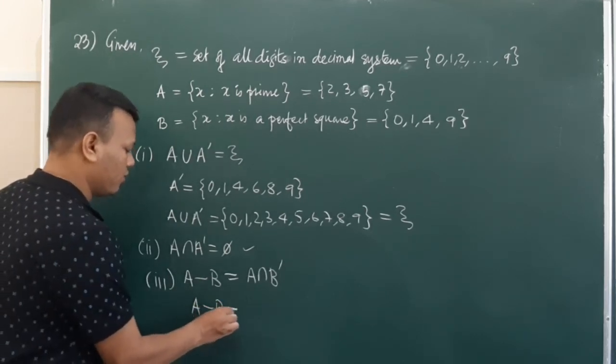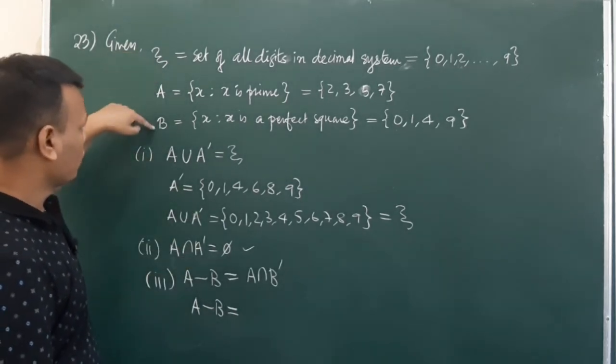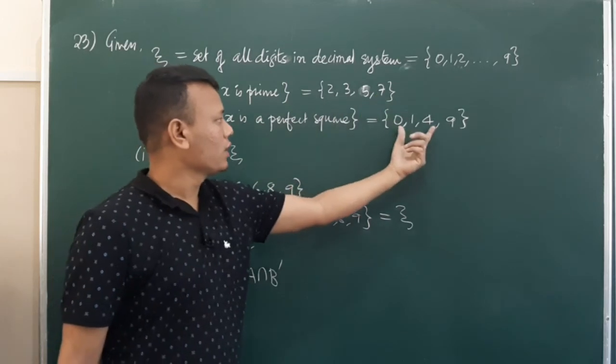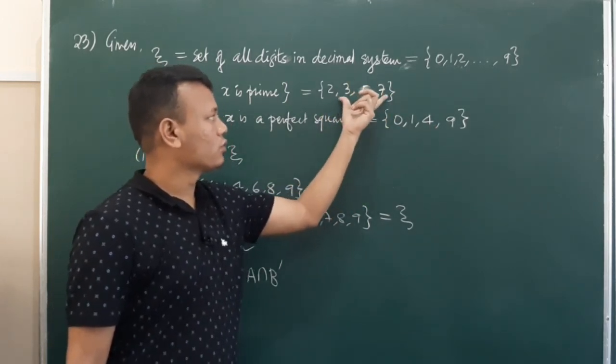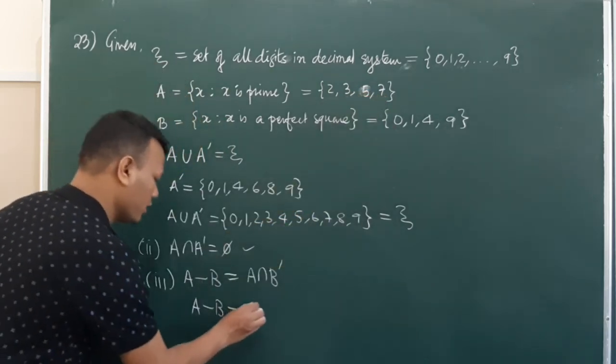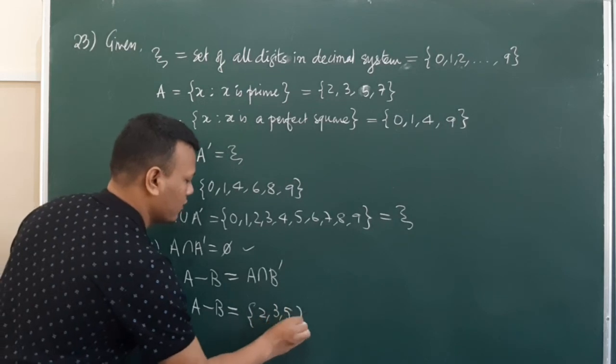A minus B will be the elements of A which are not in B. So what are the elements of A which are not in B? 2 is not there, 3 is not there, 5 is not there, 7 is also not there. So all of them will be there here. So we have 2, 3, 5 and 7.